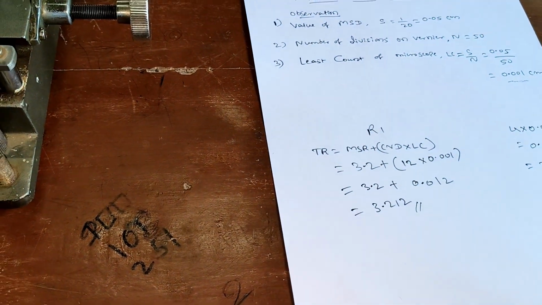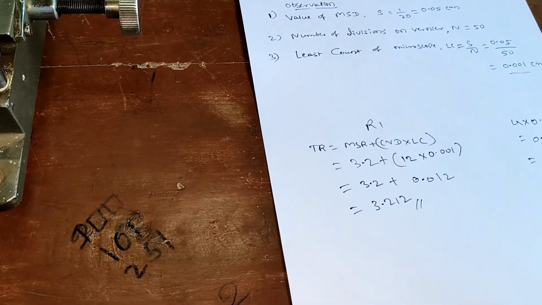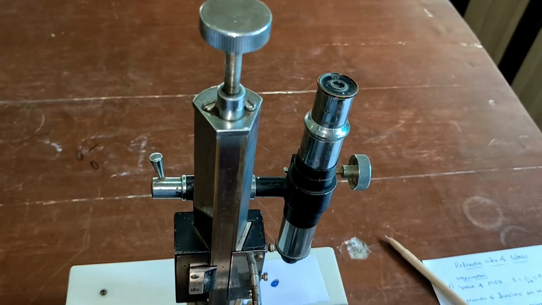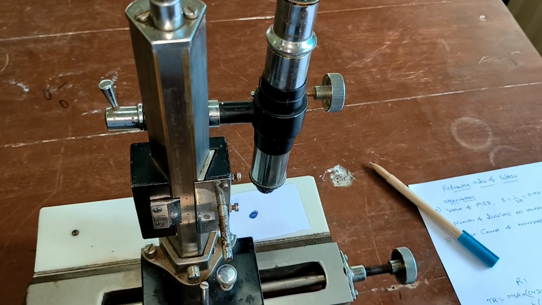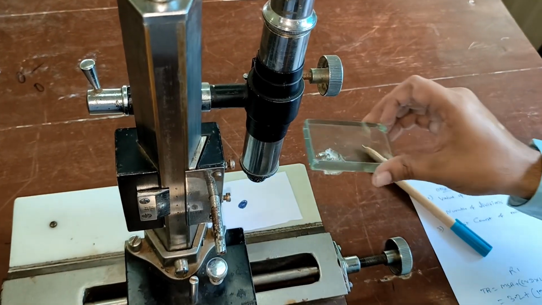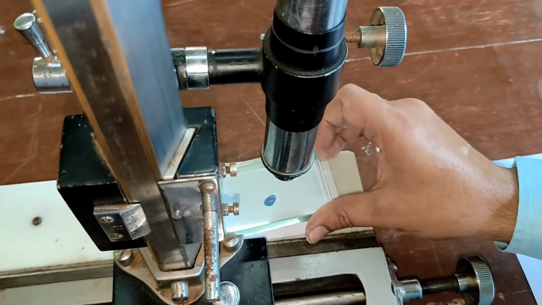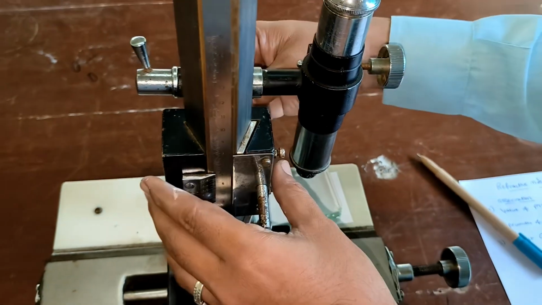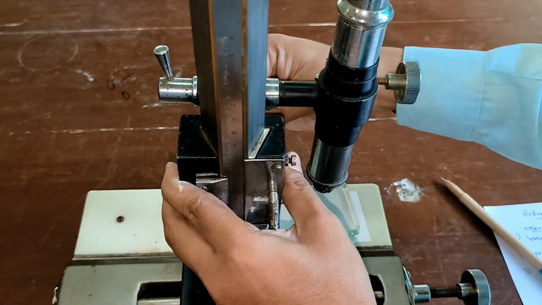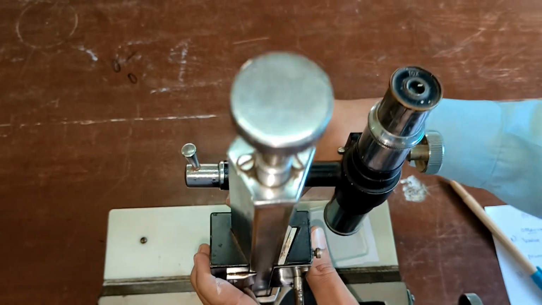Like that, we have to find the total readings in this traveling microscope. Now I will show how to take the reading of R2. Here you have to place the glass slab on this paper. Here a knob is there for moving this. You have to move it a little bit upward.